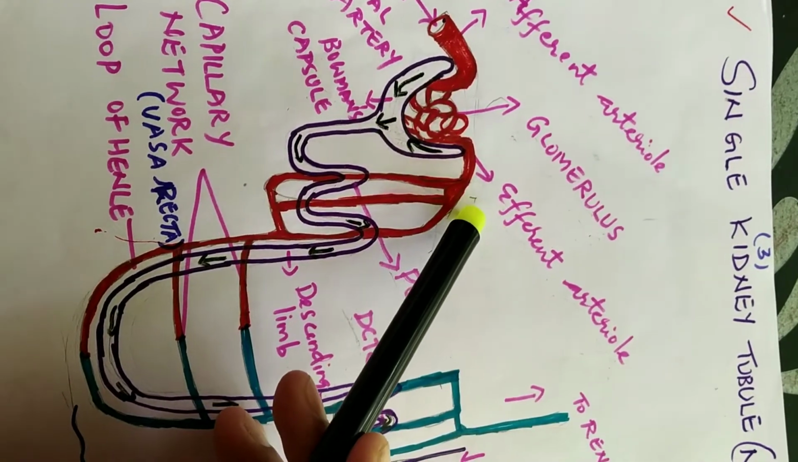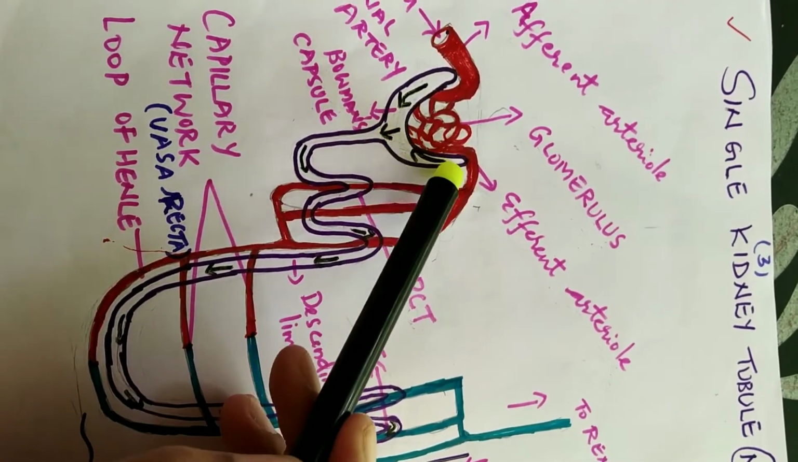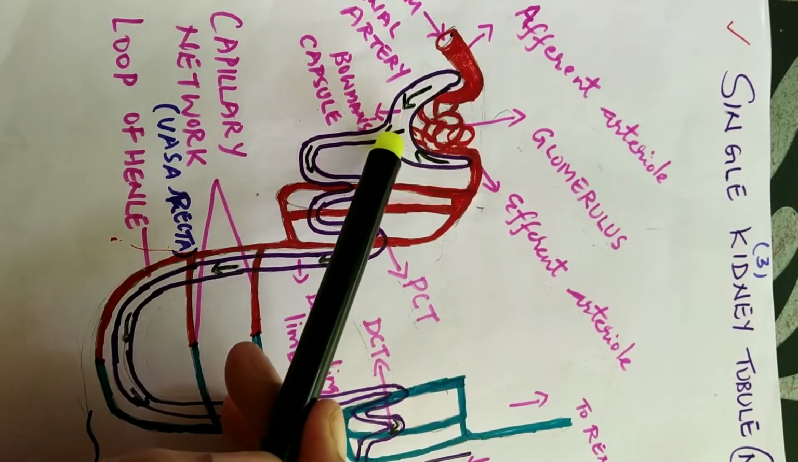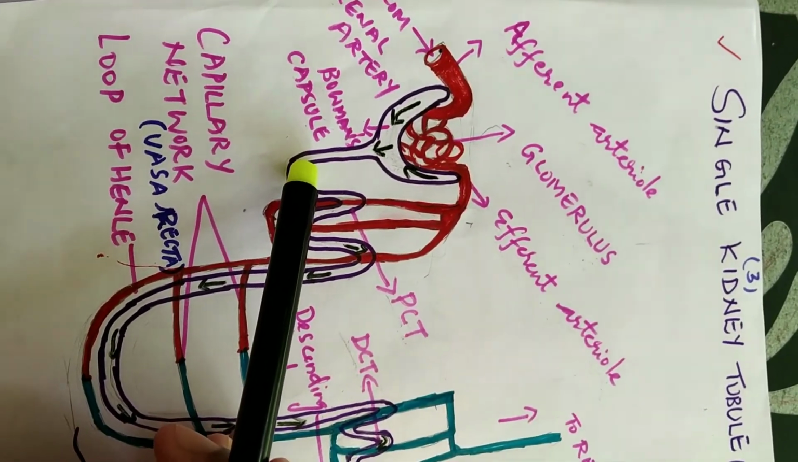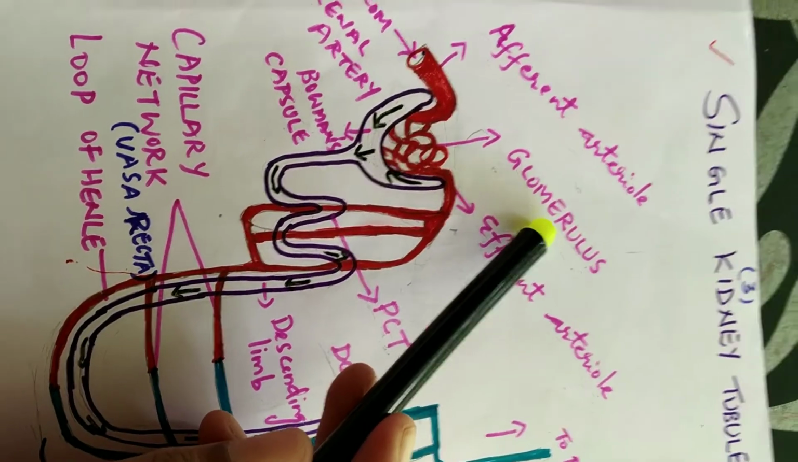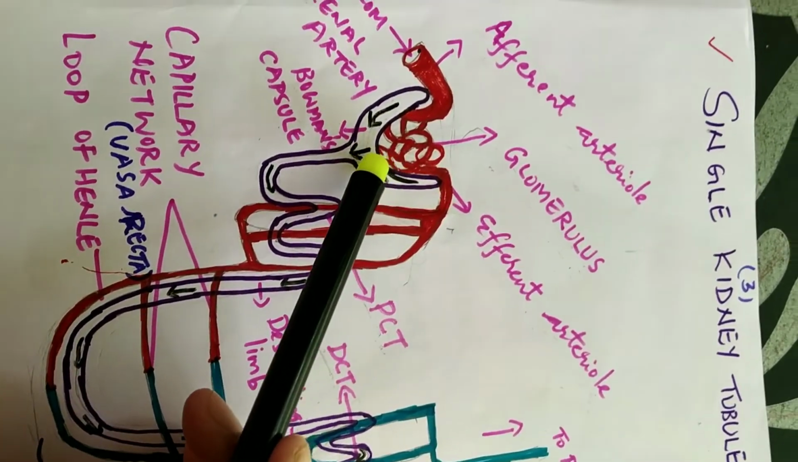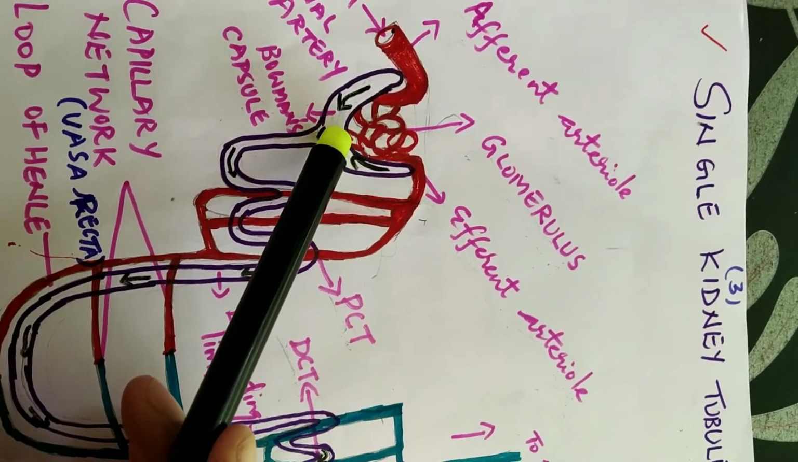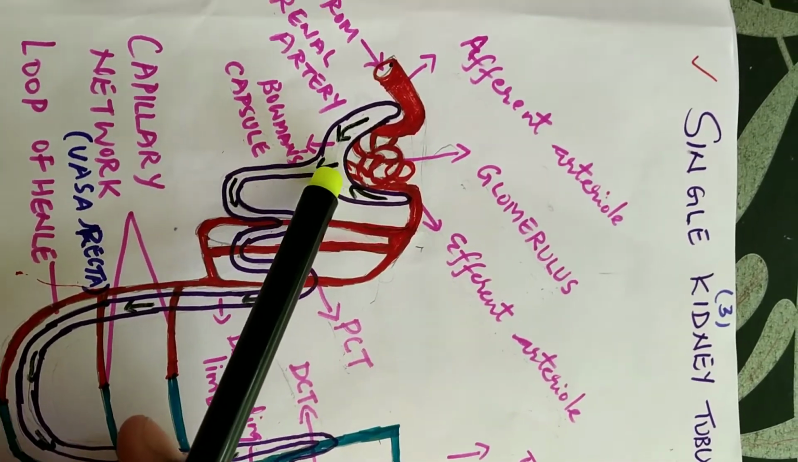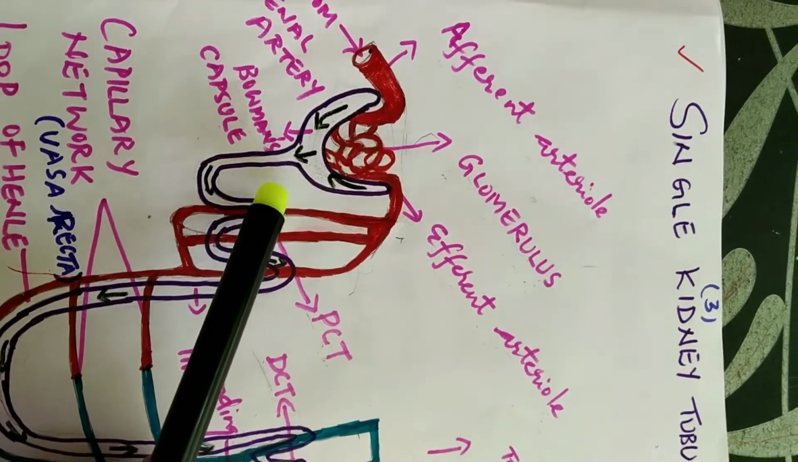And after the ultrafiltration, the liquid that is drained into the tubule or the cavity of Bowman's capsule we call glomerular filtrate. Since it occurs in the glomerulus, we call it glomerular filtrate. Now, the glomerular filtrate is actually composed of substances like glucose, amino acids, urea, water, etc.